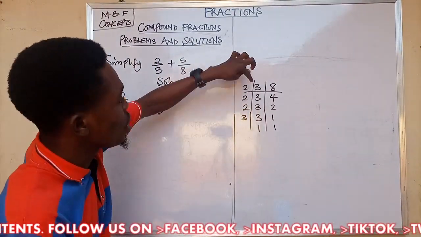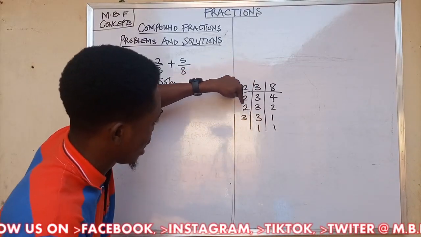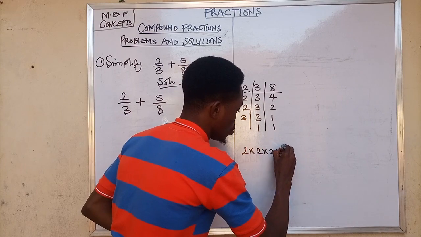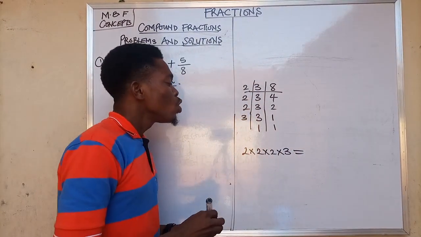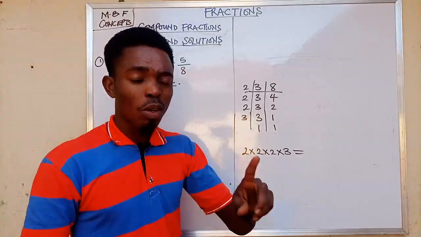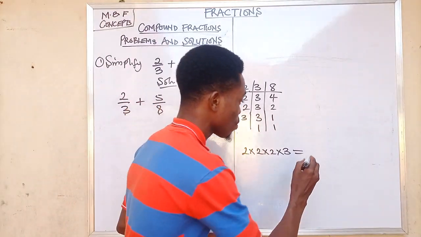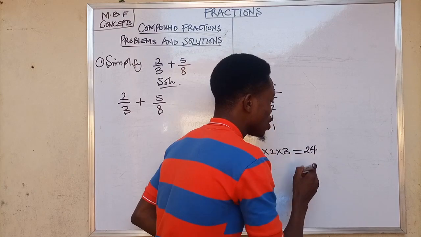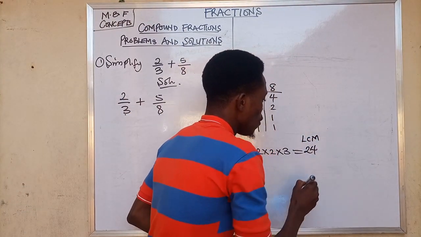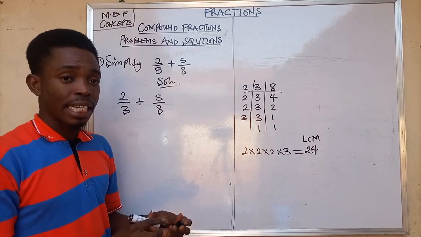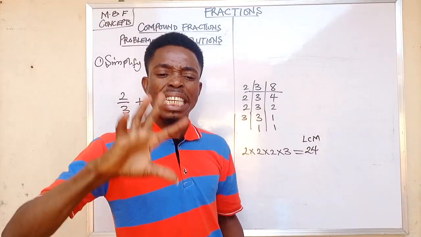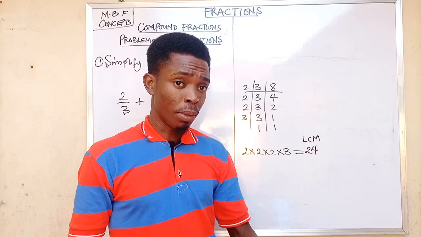This is what we have, guys. Then the next thing we do is to multiply these factors, which gives us 2 times 2 times 2 times 3. Guys, 2 times 2 is 4. 4 times 2 is 8. And 8 times 3 is 24. That is to say, our L.C.M for 8 and 3 is 24. Don't forget, you only find the L.C.M of the denominators.